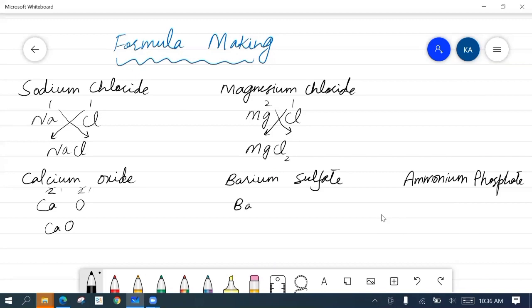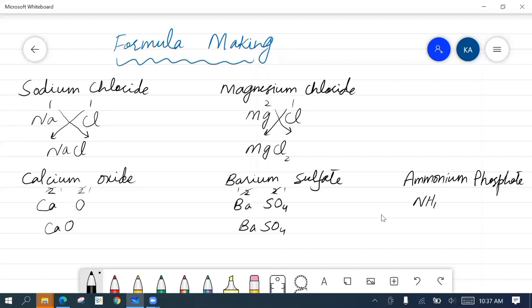Now let's talk about barium sulfate. Barium belongs to group number 2, so its valency is 2. Sulfate's formula is SO4. It's one of the polyatomic ions and its valency is again 2. Both valencies can be simplified, so we get 1 and 1. So our formula for barium sulfate is BaSO4.